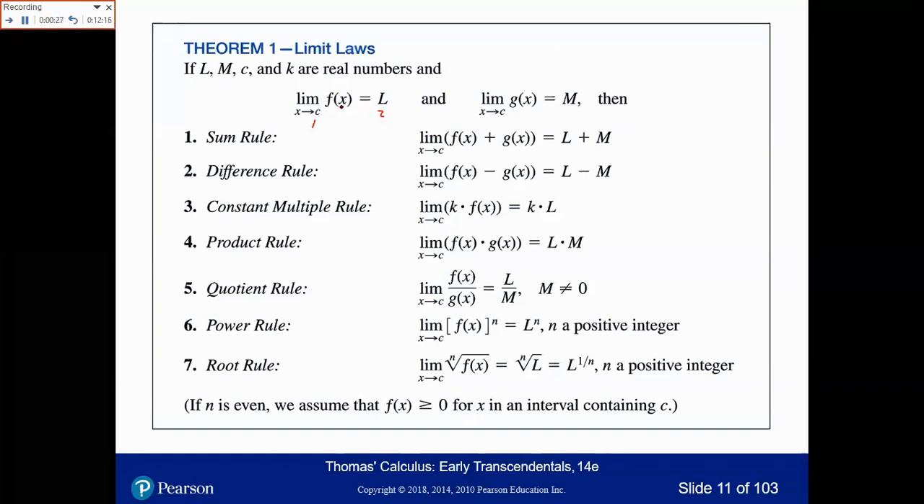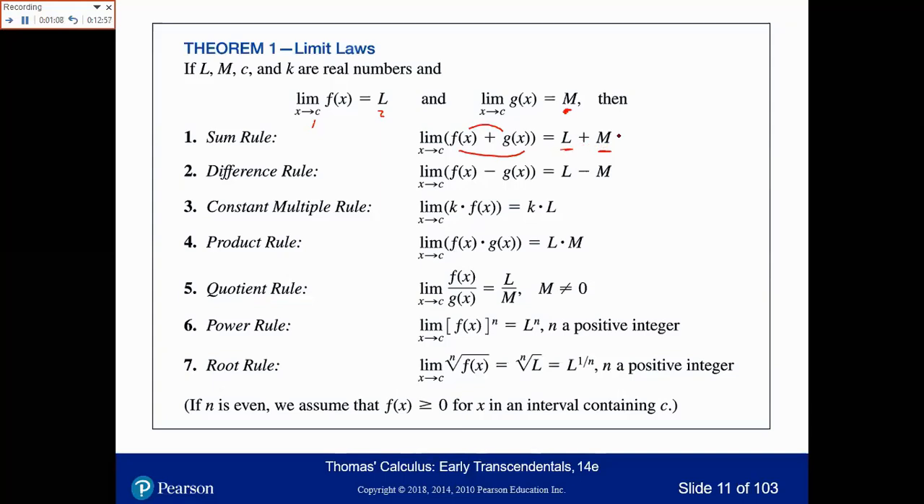Assume that the limit of f of x as x goes to c is equal to L. Also assume that for another function g of x, as x goes to c, the limit is equal to M. Then the sum rule. The sum rule means what? The limit of the sum of two functions equals the sum of the limits of each function. That means the limit is linear. One more time. The limit of the sum of two functions equals the sum of the limits of the two functions, right?